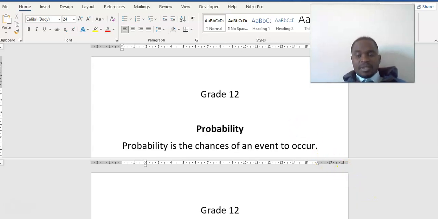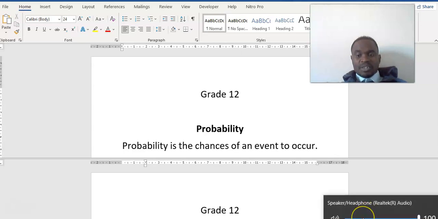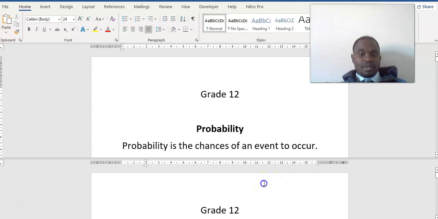Today, I want us to look at probability, which comes in paper 1. So let's look at that one. These are past questions that I've compiled to assist us all.